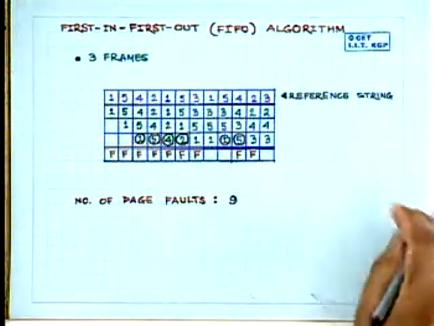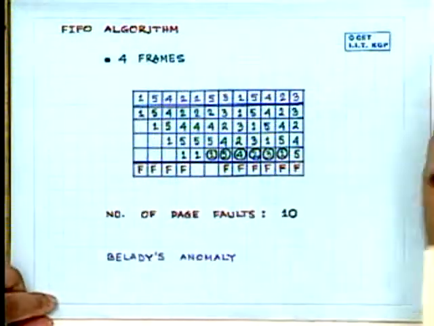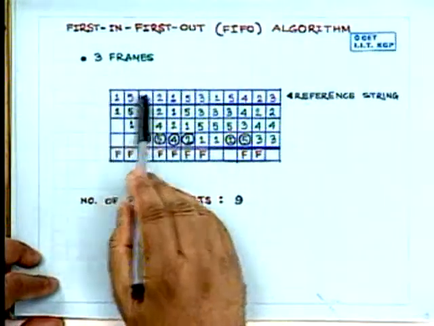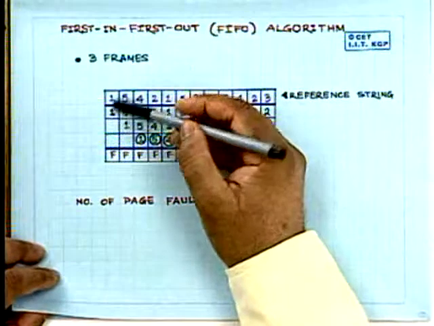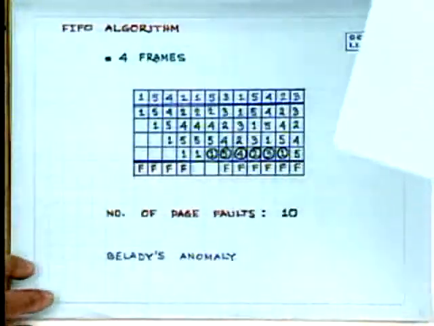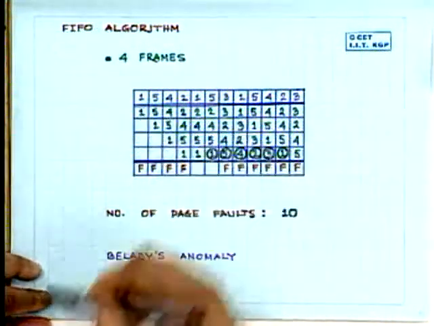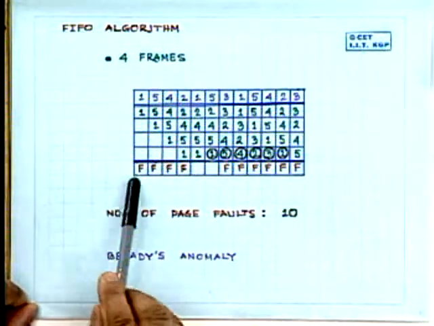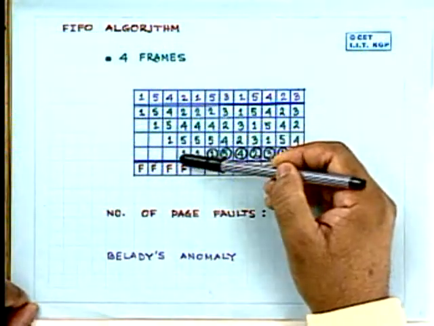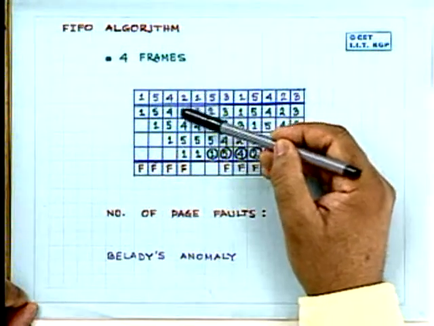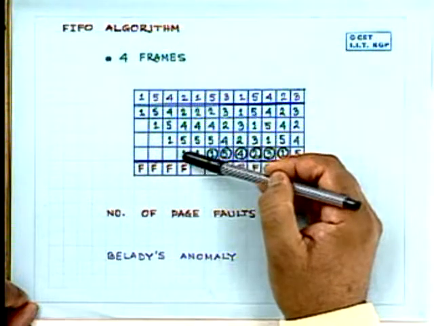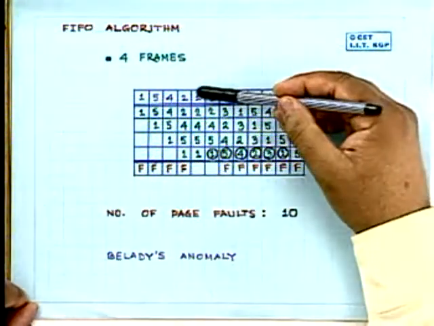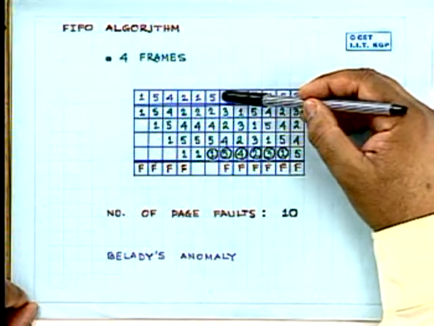Now, if we take the FIFO algorithm for 4 frames, the same reference string as for the 3 frames here, instead of 3 frames being allocated, we have 4 frames allocated, right? And we apply the FIFO algorithm once more. And you see that initially up to the 4th reference, there will be all page faults because new pages are being brought in on demand, right? Then there is no page fault here, no page fault here, right? But there is a page fault, 3 comes in.